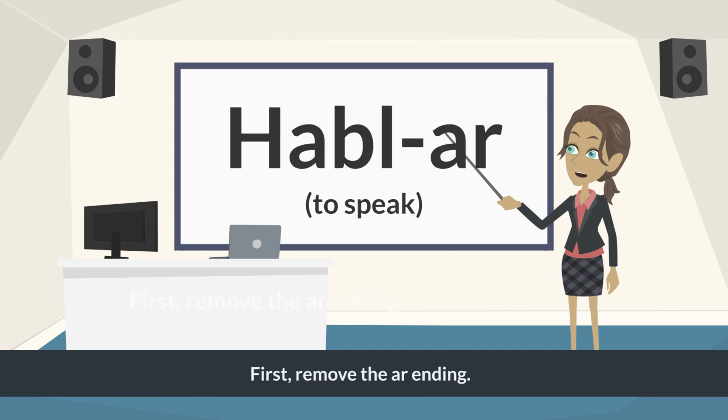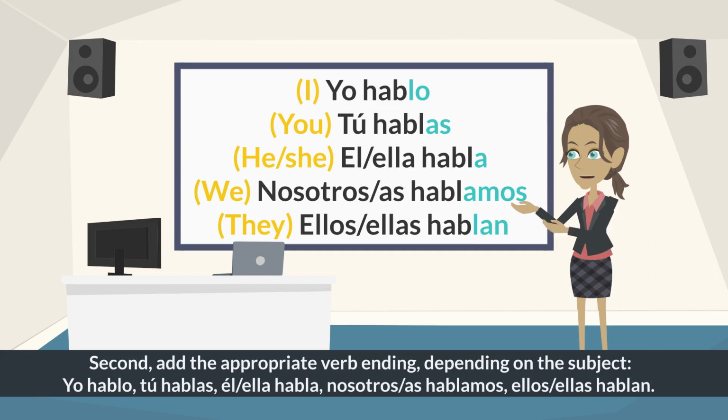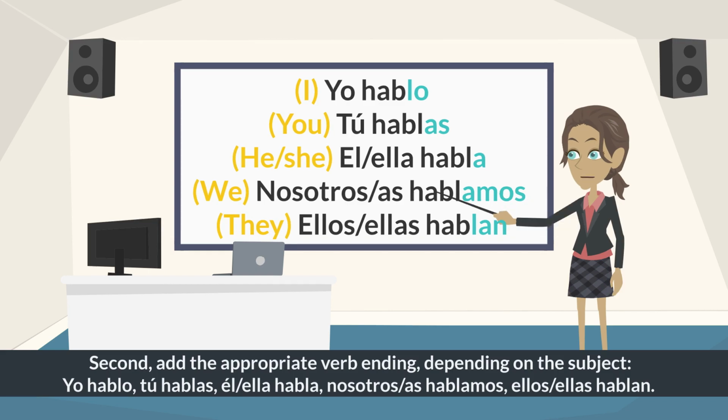First, remove the AR ending. Second, add the appropriate verb ending, depending on the subject. Yo hablo. Tú hablas. Él, ella habla. Nosotros, nosotras hablamos. Ellos, ellas hablan.